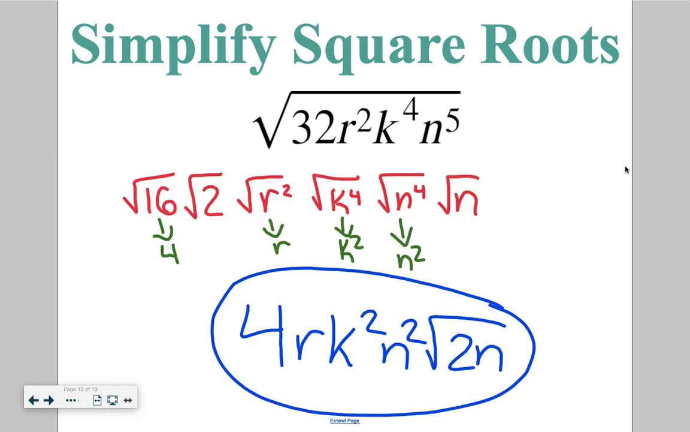So we can split 32 up into 16 and 2. You also could have started by doing 4 and 8 and then splitting 8 into 4 and 2. Either way, that final square root here for the number is going to be 4 on the outside and 2 on the inside. r squared is even, so that stays. k to the 4th is even, so that stays. n to the 5th, you split up between n to the 4th and n, giving us a final answer of 4rk to the 2nd, n to the 2nd, square root of 2n.